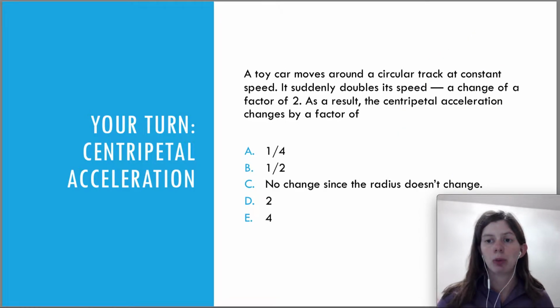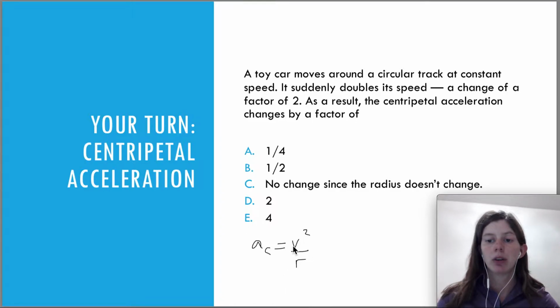A toy car moves around a circular track at constant speed. It suddenly doubles its speed, a change of a factor of 2. As a result, the centripetal acceleration changes by what factor? I like these types of questions because they don't require you to use your calculator. But the first thing is you have to know which equation this is related to. This is related to centripetal acceleration, so v squared over r.